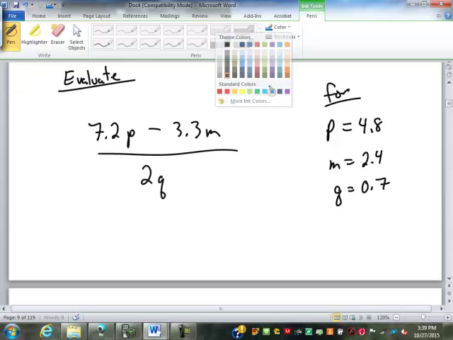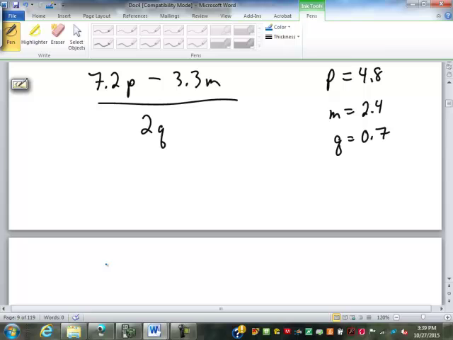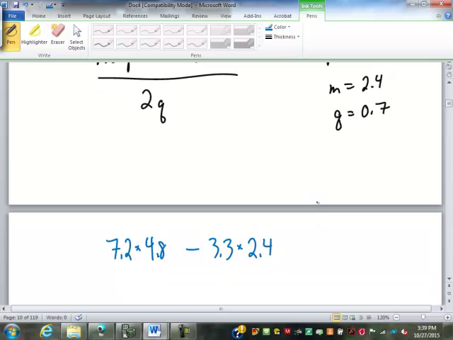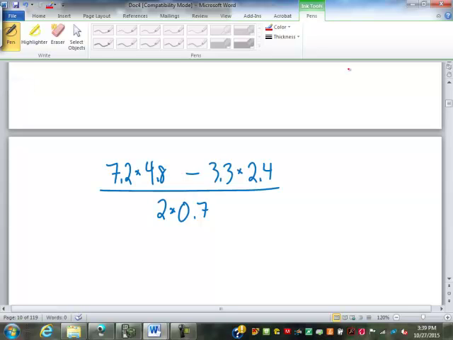So tell me where to start. Plug in the numbers, okay? So what's that going to become? Well, 7.2 times 4.8, minus 3.3 times 2.4, over 2 times 0.7. I'm back to using the little x's for multiplication just so they don't get confused with the decimal points. Okay, now it's just an order of operations problem. It's got decimals in it, so it's a little uglier, but it's still order of operations.